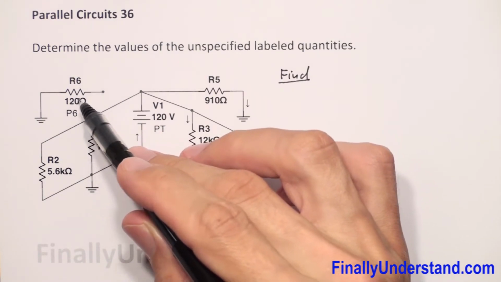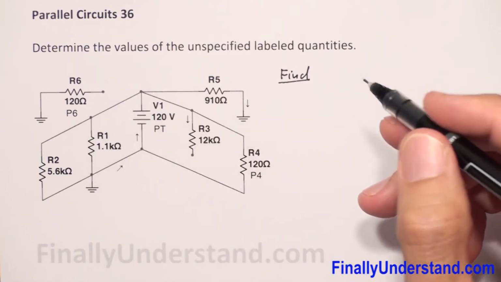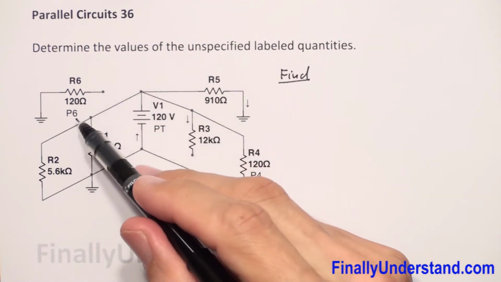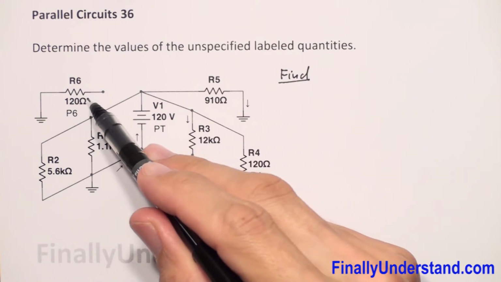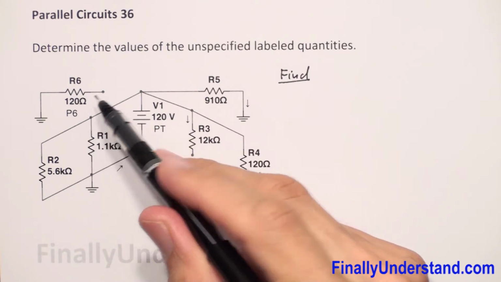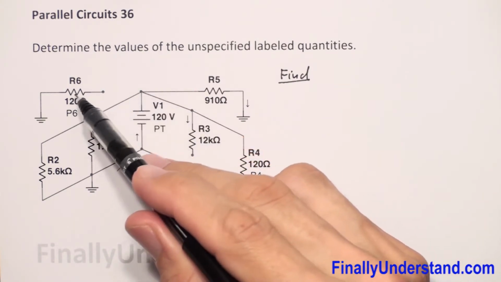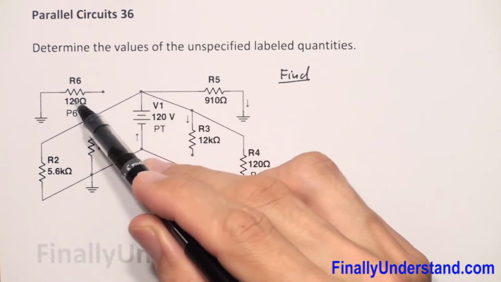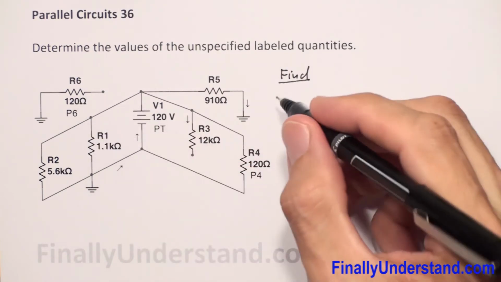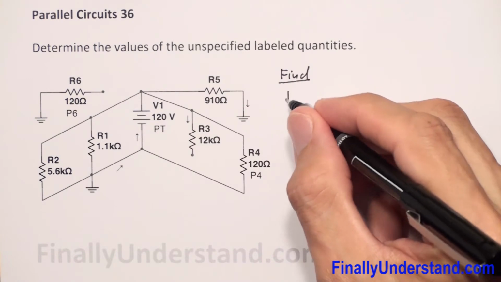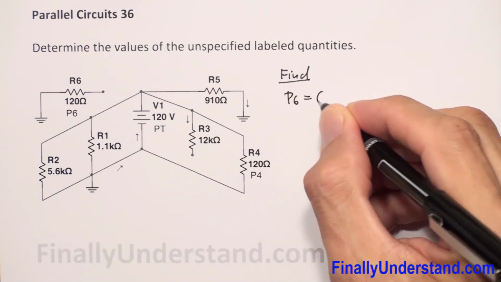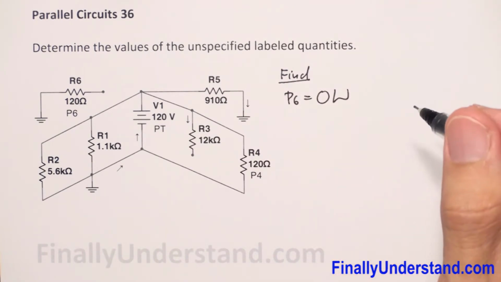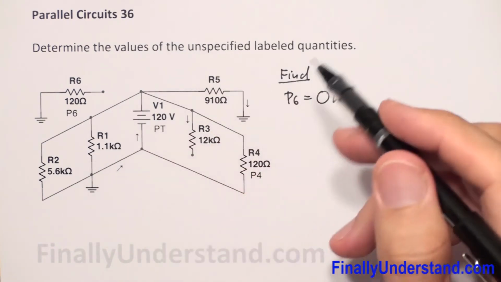So if current doesn't flow, there is no power, because power is equal to voltage times current. If the voltage is not connected, there is no voltage. Also, there is no current, so my P6 automatically is equal to 0 watts. Okay, so this resistor is disconnected.